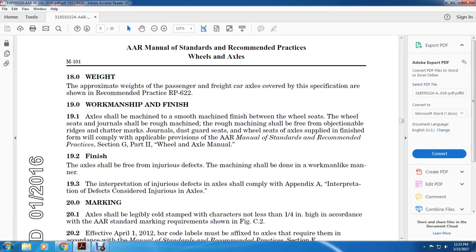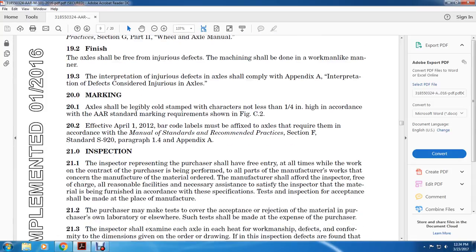Wheel seats. Axles supplied, finished, and formed will comply with the applicable provisions of the American Association of Railroads Manual of Standards and Recommended Practices, Section G, Part 2, Wheel and Axle Manual. The axle shall be free of injurious defects, and machining shall be done in a workmanlike manner. For interpretation of injurious defects, the axle shall comply with Appendix A, interpretation of defects, consideration of injurious axles.